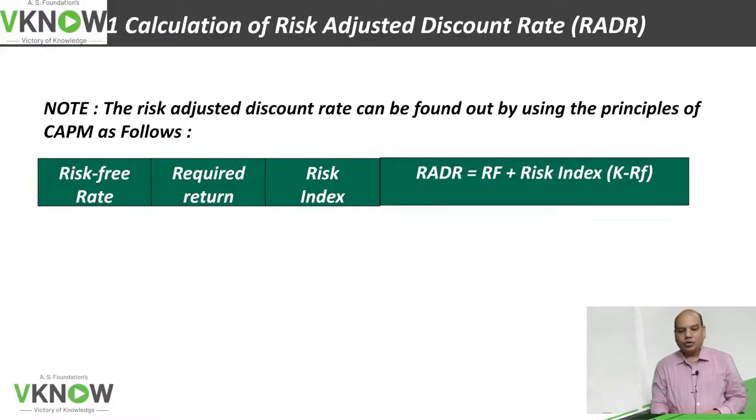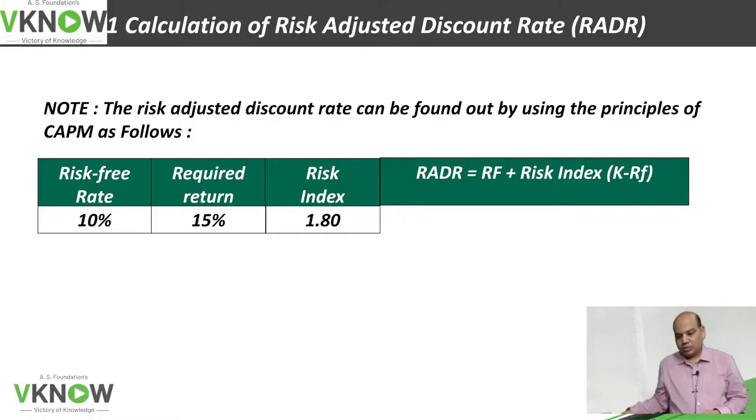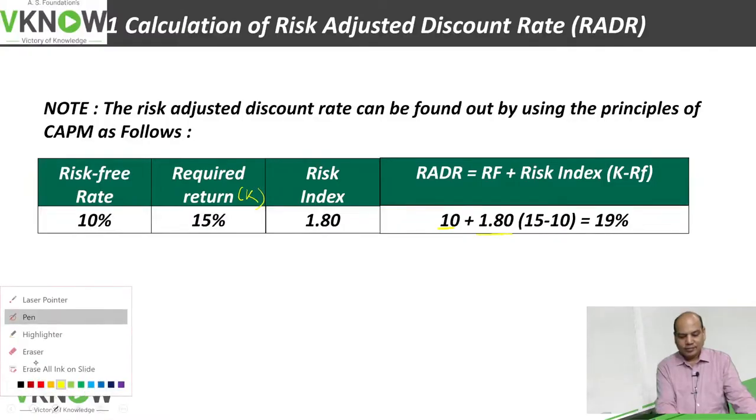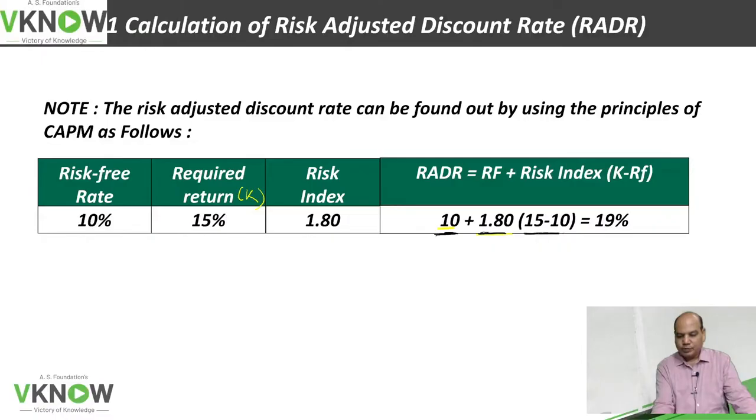Okay, so let us solve. First one: risk-free rate 10%, required return 15%, let us call it K. Risk index 1.8. Please solve: 10 plus 1.8 into (15 minus 10). Higher the risk, higher the required return. That is the topic called risk adjusted discount rate.